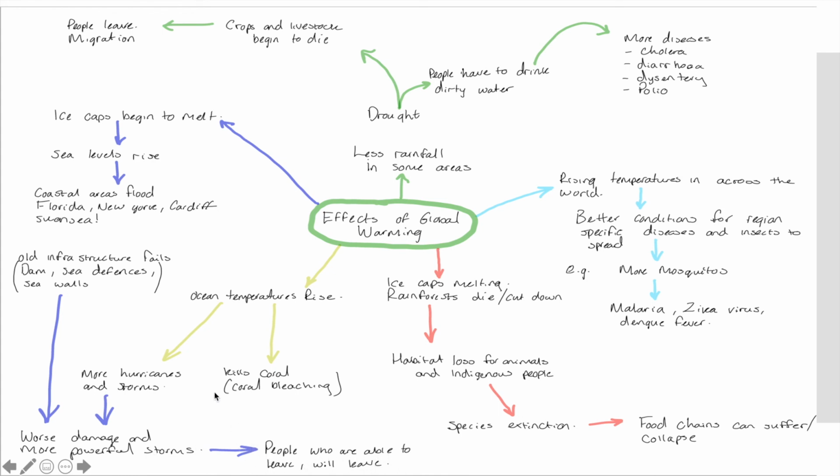Then you end up getting human migration across different areas. People who can afford to leave, they will leave. But then the people who can't afford to leave will stay, and it actually affects job supply. It affects people's standard of living. It affects a lot of different things. And all of this is being caused because of global warming. And it might carry on getting worse in the future.